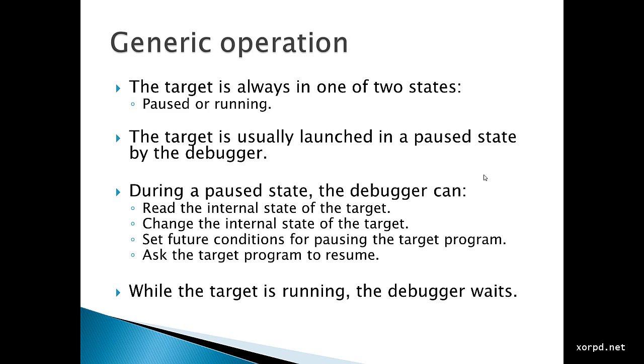Generic operation of debuggers. The target program, the program that you try to analyze, is always in one of two states. It is either paused or running. When it is paused, nothing happens. It just waits on some instruction. When it is running, it executes many instructions, just like a usual program.